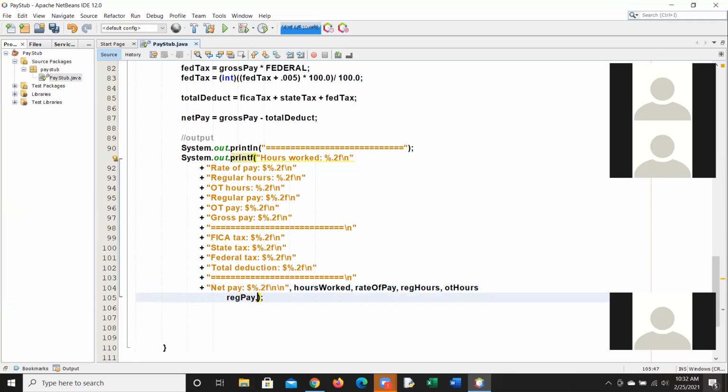Regular pay, OT pay, gross pay, FICA tax, state tax, federal tax, total deduct, and gross pay.